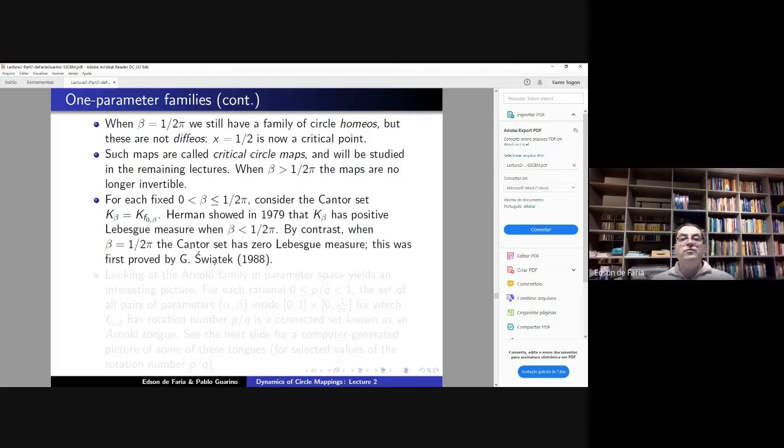When beta is equal to 1 over 2 pi, you still have a Devil's staircase, and it still makes sense to look at the Cantor set, which is the complement of the union of the interiors of these mode locking intervals. But it turns out that this Cantor set now has zero Lebesgue measure, and in fact has Hausdorff dimension strictly less than 1. This was proved by Grzegorz Świątek in 1988. Okay, I mean, not the part on Hausdorff dimension, but the part on zero Lebesgue measure. The part on Hausdorff dimension was a later work, in collaboration with Jacek Graczyk.